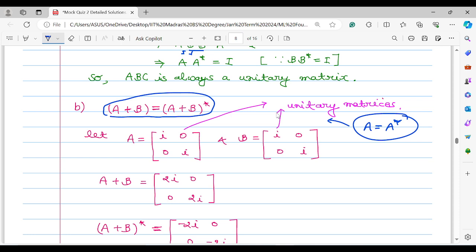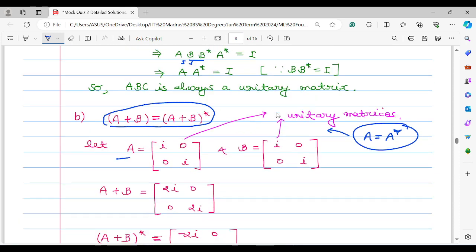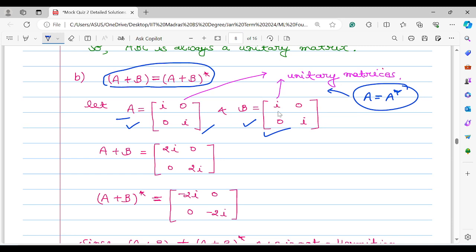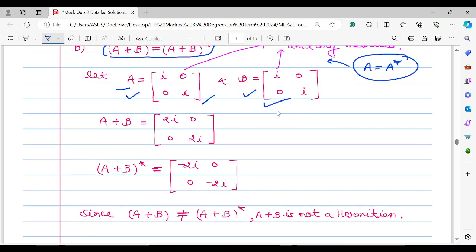For this I have taken a counter example, because it is given that A and B are unitary matrices. I have taken A equal to the identity matrix, I 0 0 I, which is a unitary matrix, and B is the same matrix, also a unitary matrix. So I have added these two matrices, A plus B, which gives 2i on the diagonal and 0 elsewhere. So if we calculate A plus B star, we are getting minus 2i.